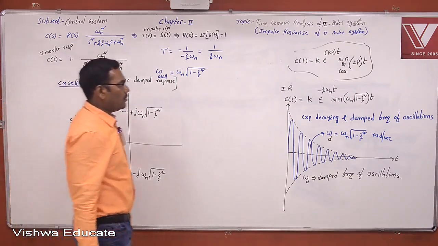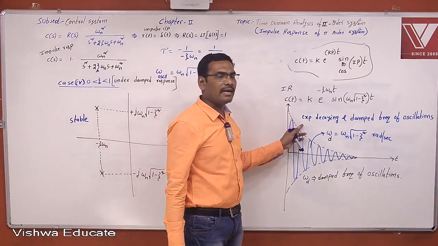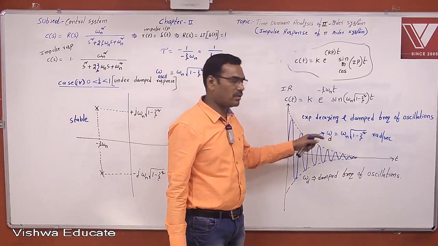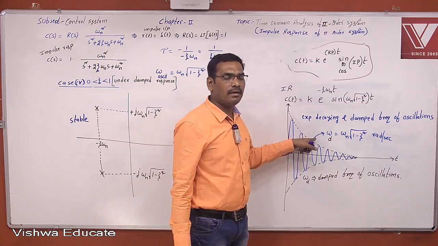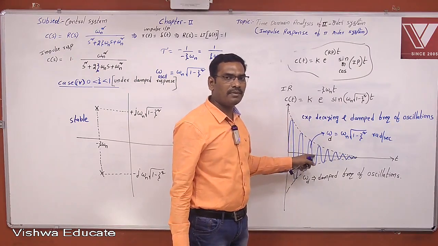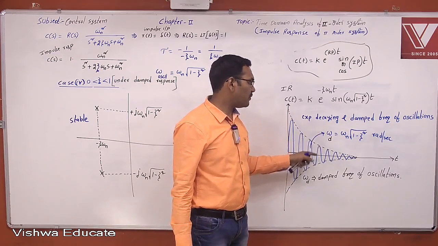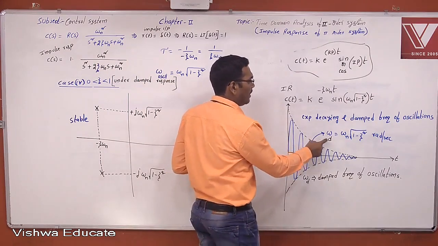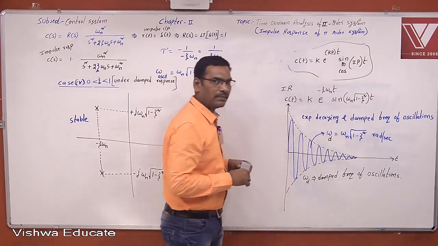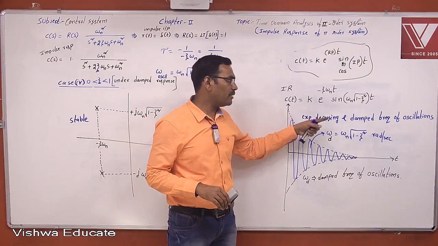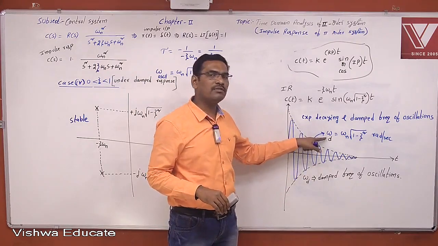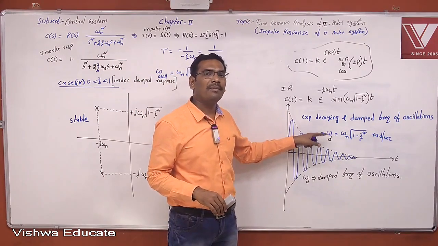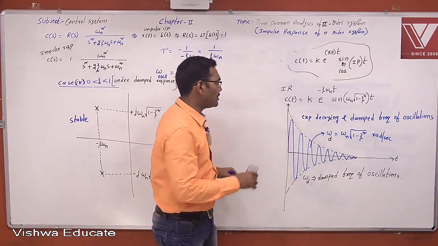Okay. Now this is exponentially decaying and a damped frequency of oscillation. Therefore, the frequency of oscillations present in this underdamped response is called as damped frequency of oscillations. This is the frequency of oscillations in the damped response. That's why this frequency of oscillation is named as omega d, damped frequency of oscillation.